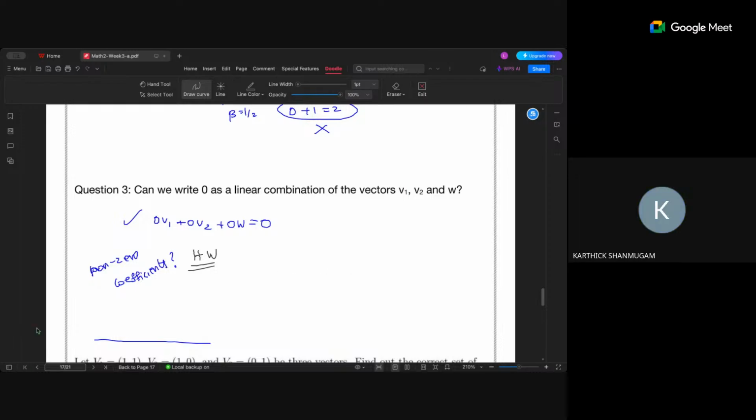Any questions? The question is, can we write non-zero scalars as equal to zero? So my question is, can we find non-zero scalars alpha, beta, gamma such that alpha V1 plus beta V2 plus gamma W equal to 0?